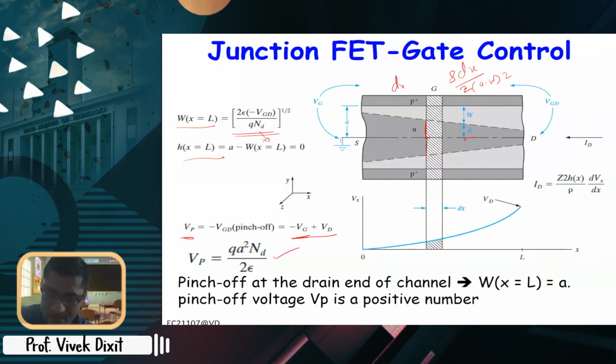So your dV will be I times this small resistance. So I can be written as dV by dx times 2zh by rho, and then you can integrate it from 0 to L.